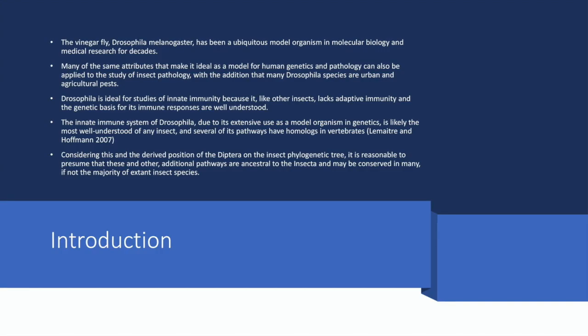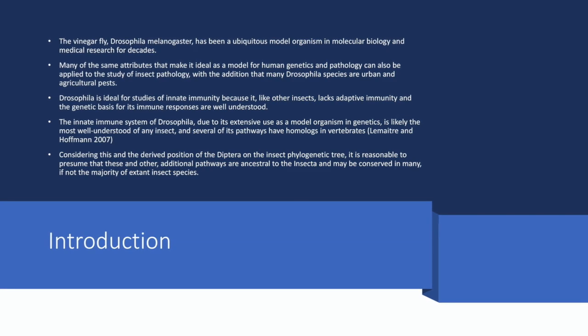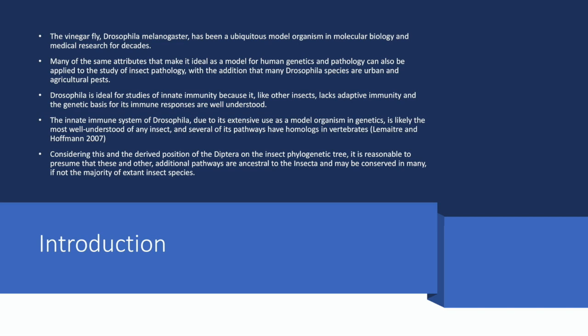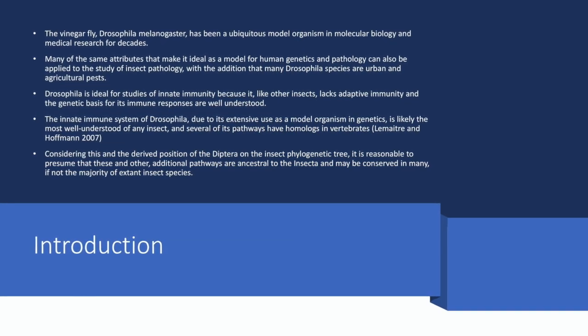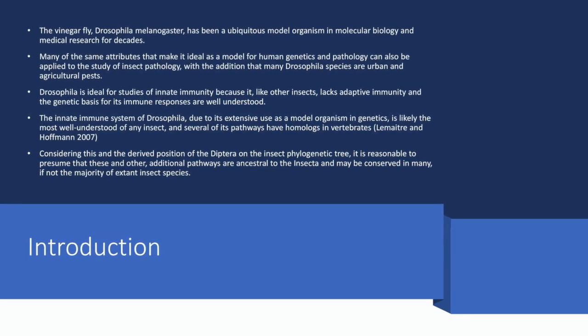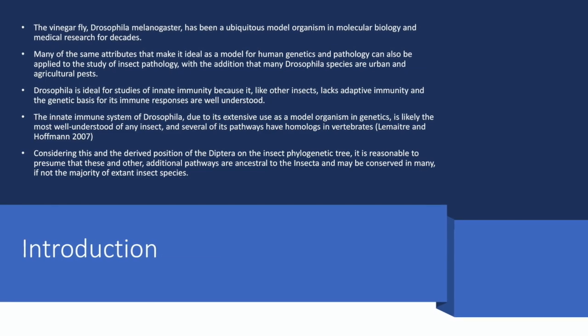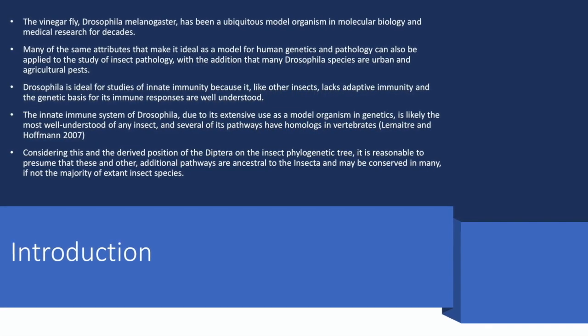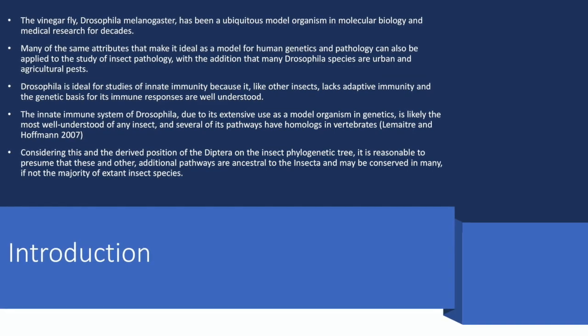Just to give a little bit of background on why we're using Drosophila melanogaster, it is a model organism in biology. Its immune system, due to extensive research in genetics, is well understood, and its several pathways are very analogous to a lot of other insects that we use in research. So we can use this organism as a baseline.